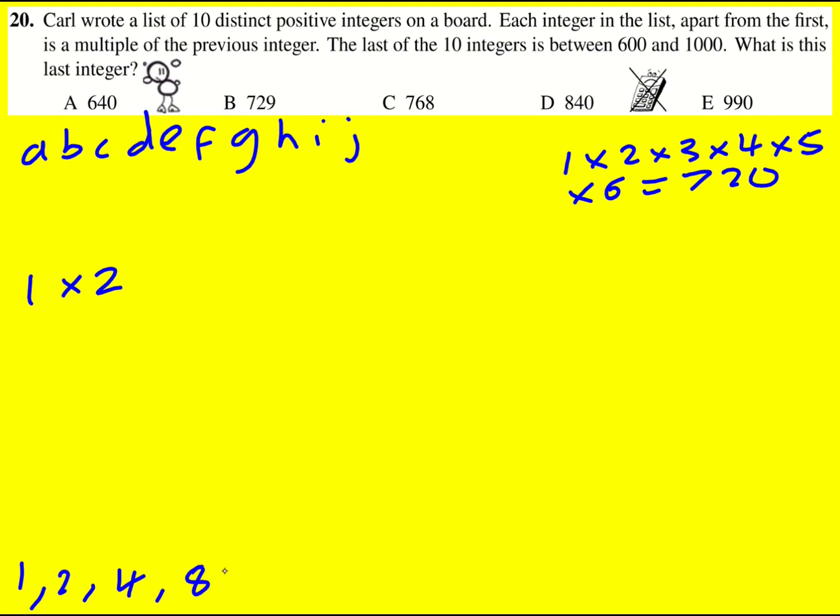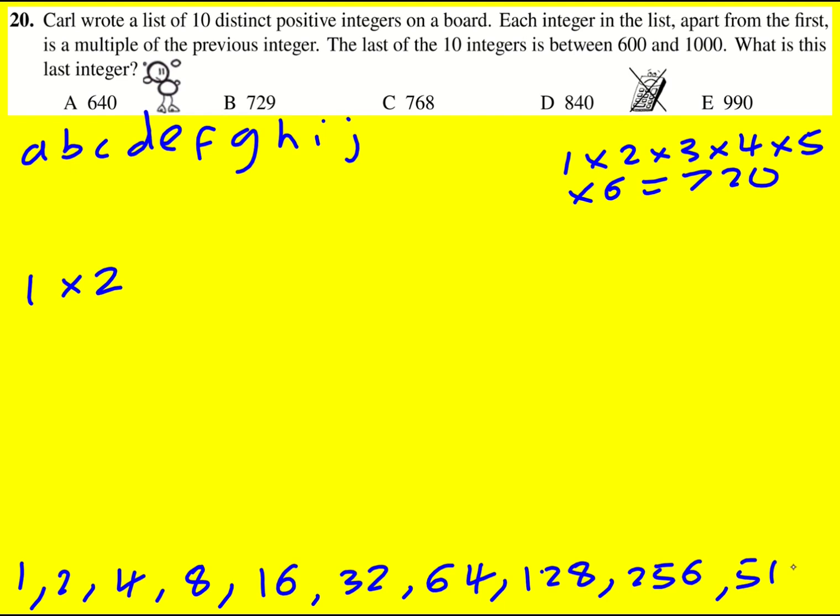4, 8, 16, 32, 64, 128, 256. I'm just timesing them by 2 every time. 1, 2, 3, 4, 5, 6, 7, 8, 9, 10. Okay, well actually, if I do this, then I don't have enough. So I'm not necessarily finding the smallest. What would be the next possibility?